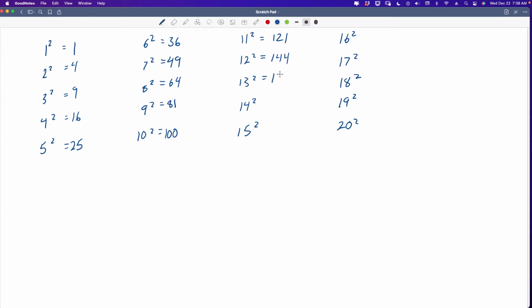13 is 169. 196. Starting to get difficult. I don't have these completely memorized. Most of them, some I have to figure out on the fly. Like, what is this one? Oh, that's 256. And then 289. 324. All right. So there are your points of reference.